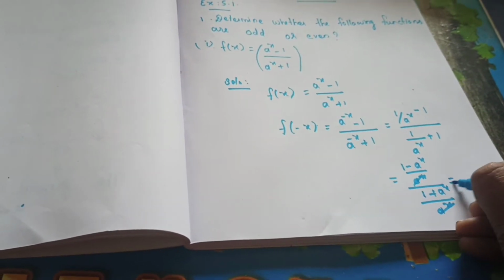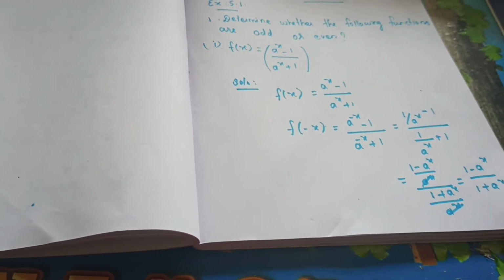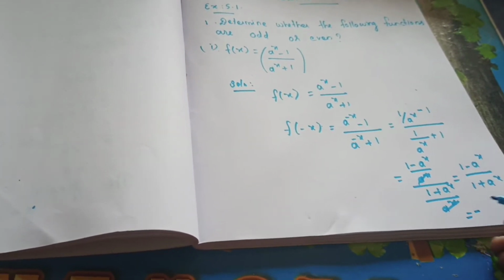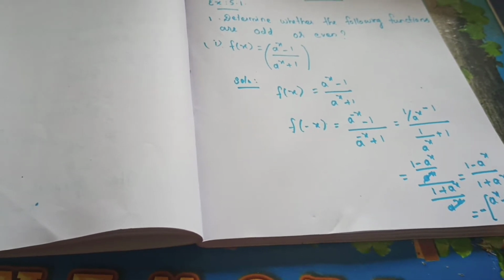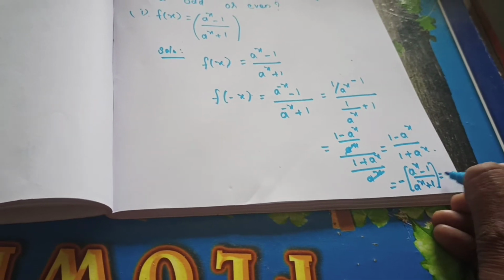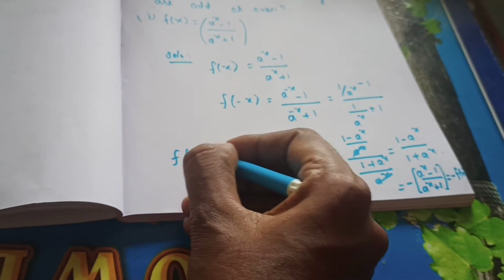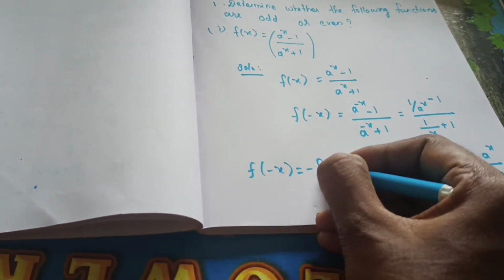This will get cancelled. So what's the balance? 1 minus a power x by 1 plus a power x. So when you are reversing, minus of a power x minus 1 divided by a power x plus 1. Okay, so it is the same as minus f of x. So what you get? F of minus x is equal to minus f of x.